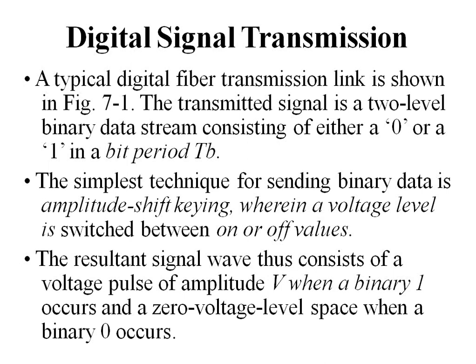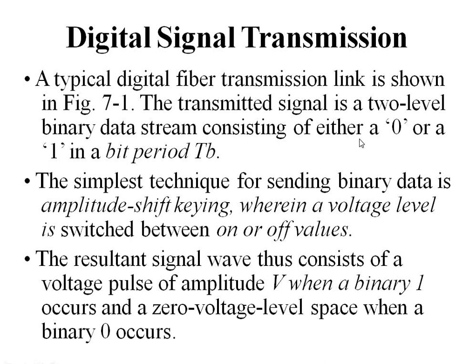A typical digital fiber transmission link is shown in figure 7.1 on the next slide. The transmitted signal is a two-level binary data stream consisting of either a 0 or a 1 in a time slot of duration TB. This time slot is referred to as the bit period, given by TB.